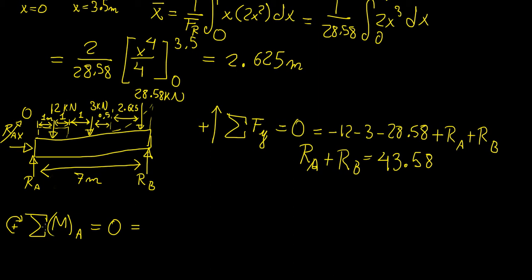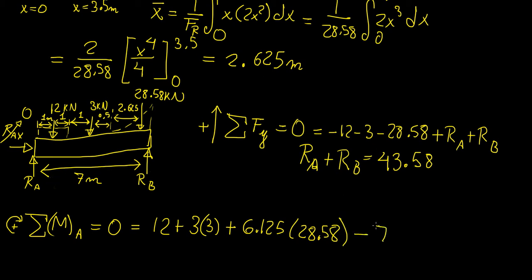The first force is occurring at 1 meter, and it is rotating clockwise. So that's going to be 1 times 12, which is just 12. Then the next one is located at 3 meters from the reference point at A, and has a magnitude of 3, so 3 times 3. And then the last one is 28.58, located at a total distance of 3.5 plus 2.625, which is 6.125, times 28.58. And then we have the last one, which is RB. That's going in the opposite direction, so that's going to be minus 7 RB, which means that RB is going to be equal to 28.01 kilonewtons.